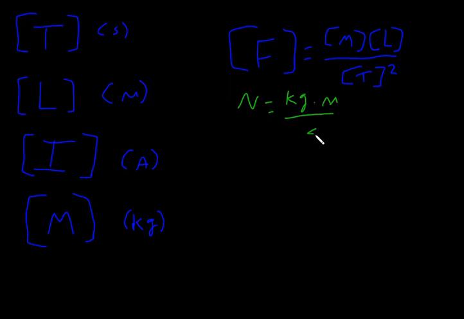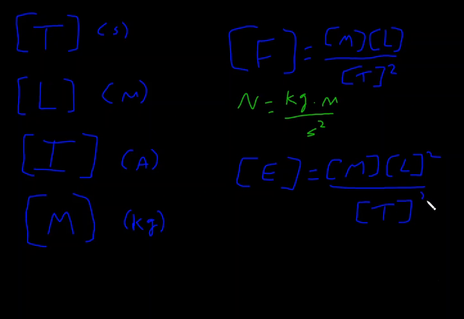But a newton, and I'll put this in a different color, a newton is equal to a kilogram times meters per second squared, right? So same thing with energy, right? I'll do one more. Energy is force times distance, right? So it's going to be mass times length squared over time squared, right? Which would mean 1 joule, which is the unit of energy, is equal to a kilogram times meters squared per second squared, right?